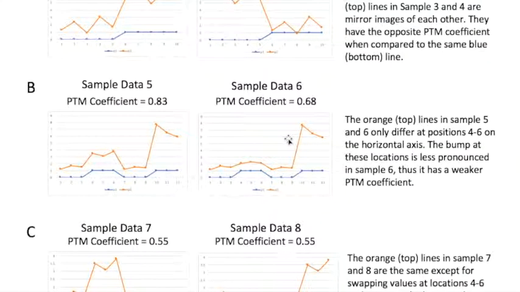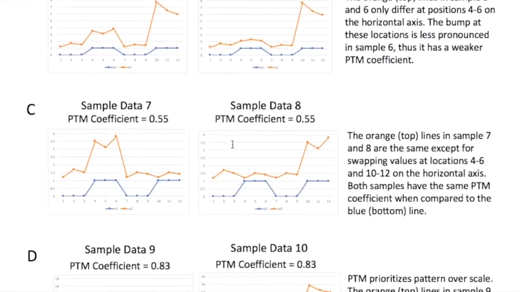And here in sample 6, I purposely made the first bump in the orange dampened, so it doesn't jump as high, while the second jump is just as high as in sample 5. And the result is a weakened PTM coefficient of 0.68 compared to 0.83. Why? Because the first jump isn't as high as in sample data 5, but there is still a slight bump, and therefore the overall pattern of the orange still matches the pattern of the blue.